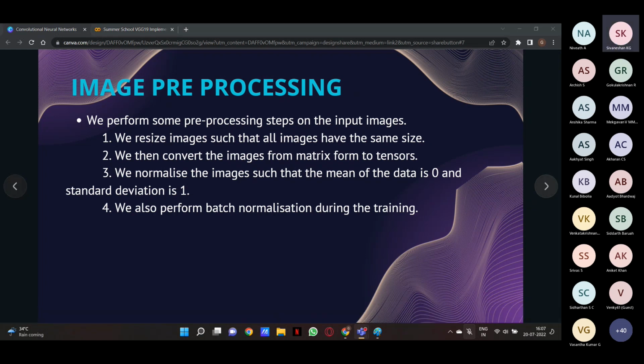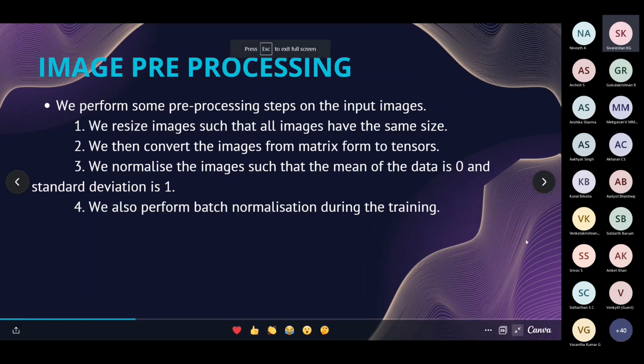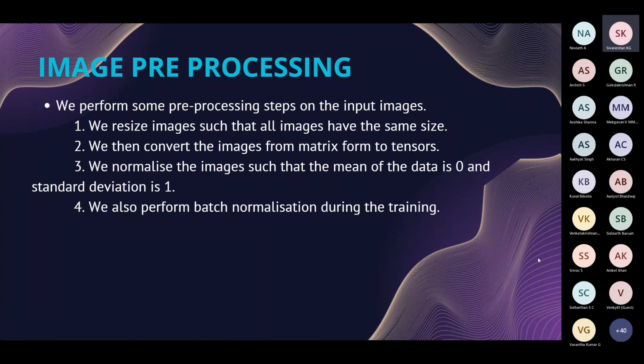And then during training, we also perform something called batch normalization, which prevents overfitting and also prevents problems like the exploding gradient and the vanishing gradient. We'll see how that is done in detail later. Yeah, next slide.